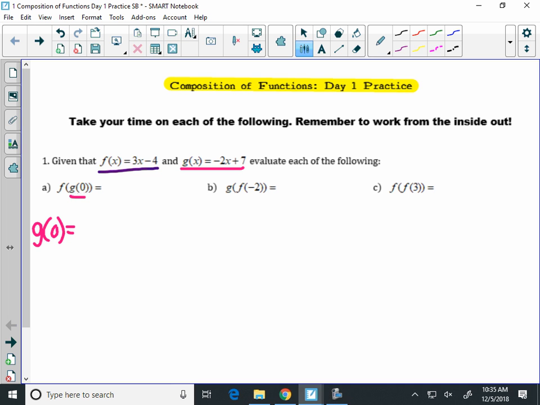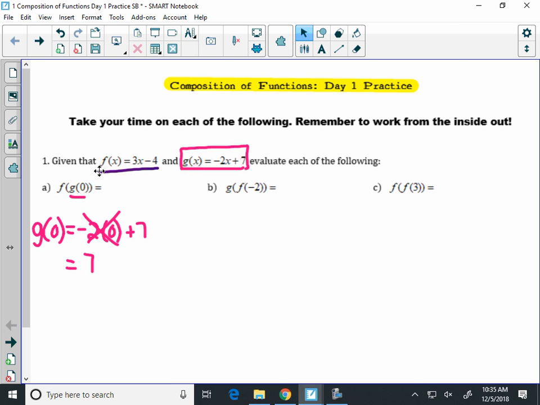Calculate the value for g of 0. So I'm going to put 0 into the function of g. So I'll have negative 2 times 0 plus 7. Well, negative 2 times 0 is just 0. That goes away. And then you're left with 7. So that's the value for g of 0.